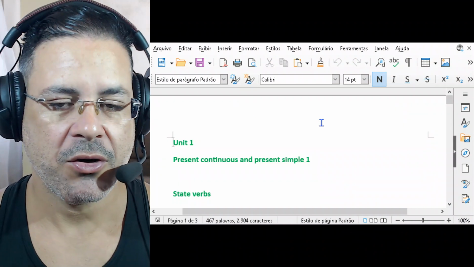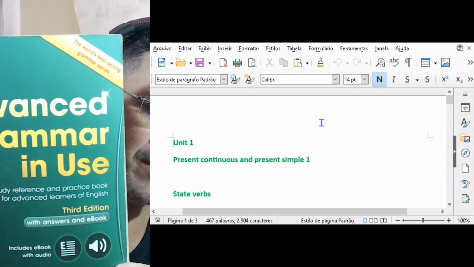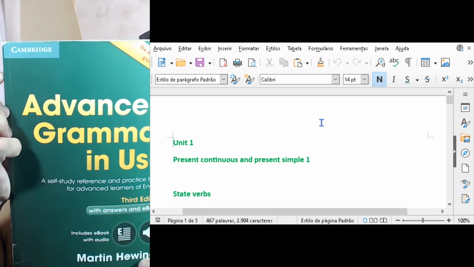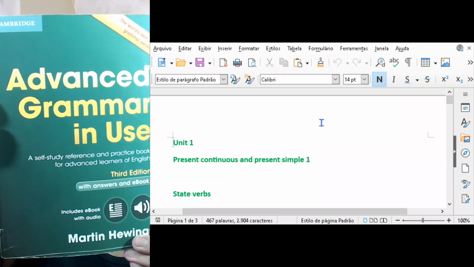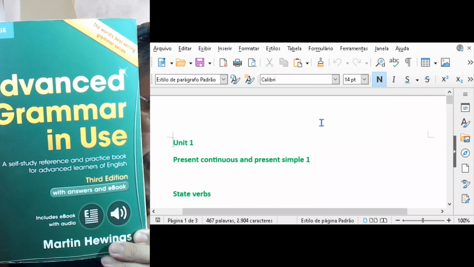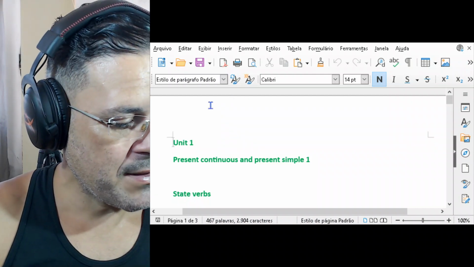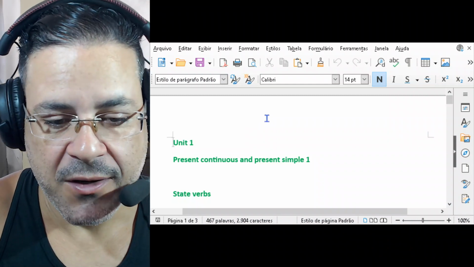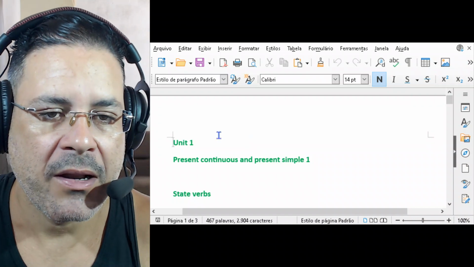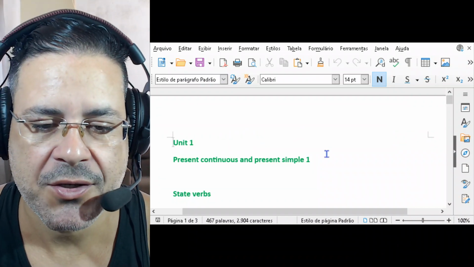We're going to be talking about that book from Martin Hewings. This is Advanced Grammar in Use from Cambridge. Okay, so this is a self-study reference and practice book for advanced learners of English. So let's go through the first unit. Let's read the lesson out loud and explain it at the same time, so pay attention.